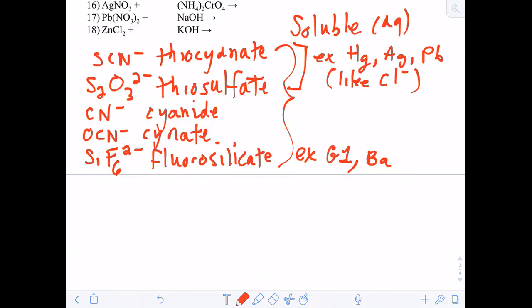Cyanate. Look at the similarity in the formula between cyanate and thiocyanate. They're almost identical. The only difference is that you swapped an oxygen for a sulfur, and they're in the same group. So the reactivity is identical, the solubility is identical.